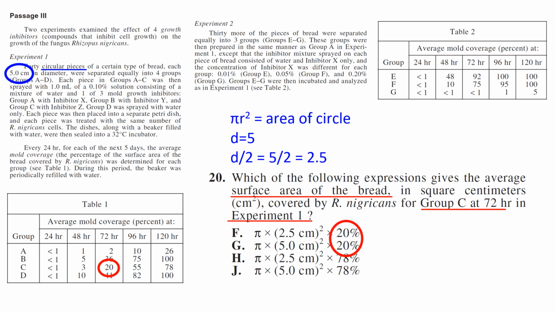Well, a little bit of knowledge. Pi r squared is how you calculate the area of the circle. Diameter is 5, so to get the radius, you divide the diameter by 2. You get 5 divided by 2, which is 2.5. So your answer has to be F.